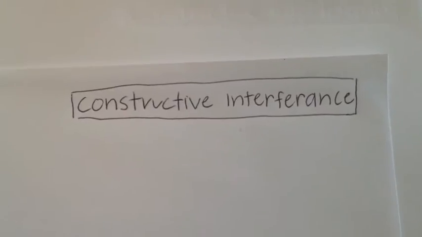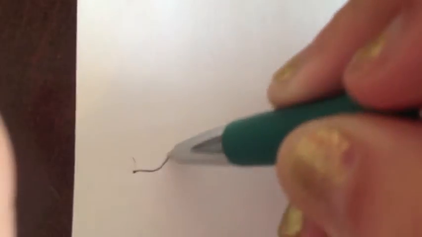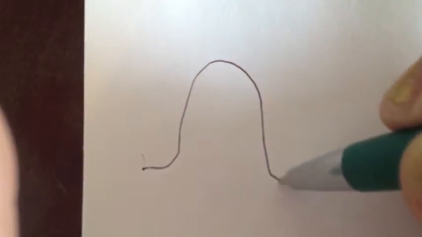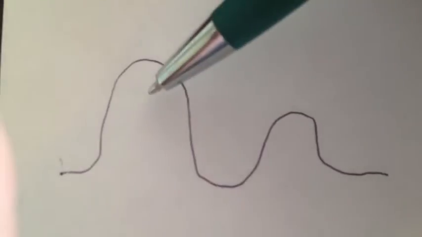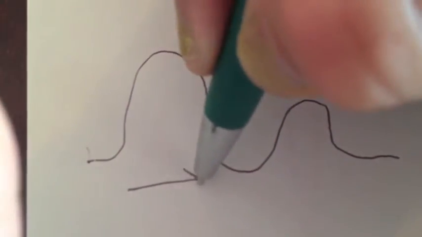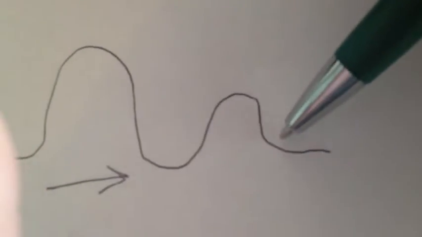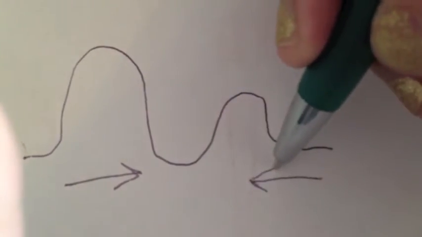Displacements in the same direction produce constructive interference. The first example I'm going to draw for you is when two pulses meet. The larger of the two pulses will be moving towards the right, or towards the inside, and the smaller of the two will be moving towards the left.